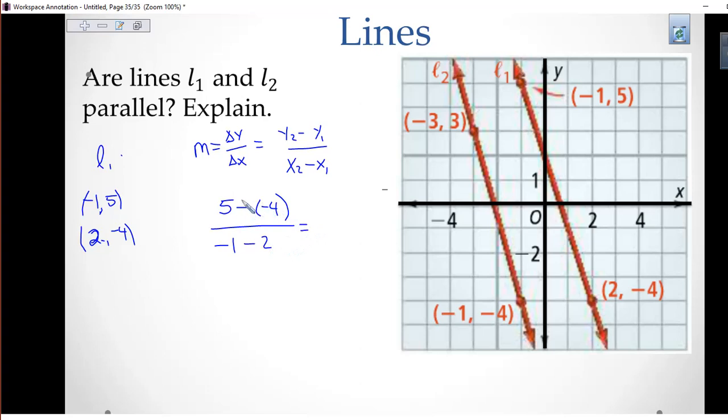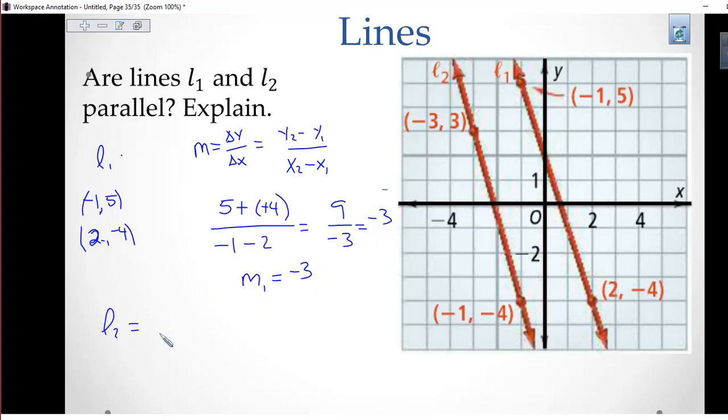Change our signs. This becomes a plus, and that gives us 9. This gives me a -3 at the bottom, which can reduce now to be a slope of -3. So 9 over -3 reduces to become -3. So line 1 has a slope of -3. So now let's take a look at line 2.